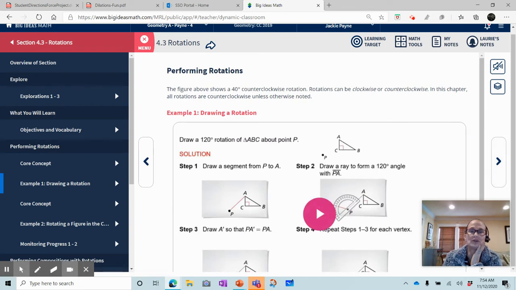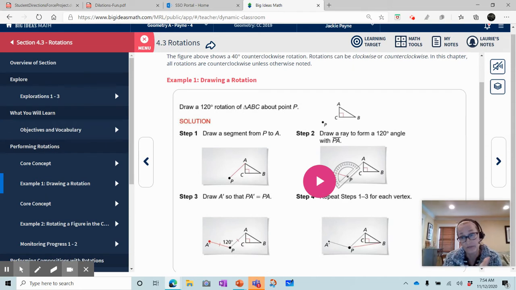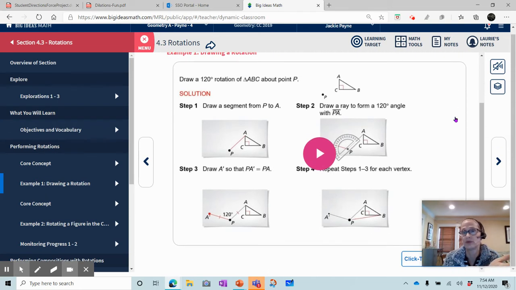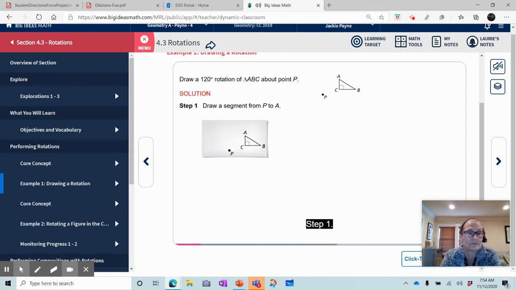So now if we're going to draw one, this is how you do it manually, which again, if we were going to do it in class, I would give you a protractor, I would give you tracing paper, and I'd show you how to do this step by step. It's going to be different, but I am going to show this to you. Okay, so draw a 120-degree rotation of triangle ABC about point P. Solution. Step 1. Draw a segment from point P to point A.